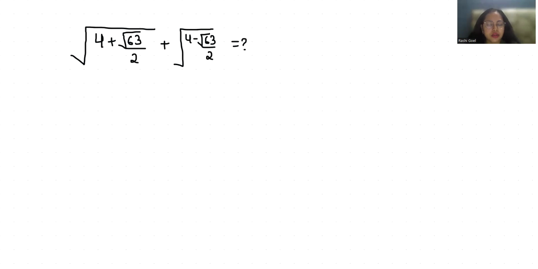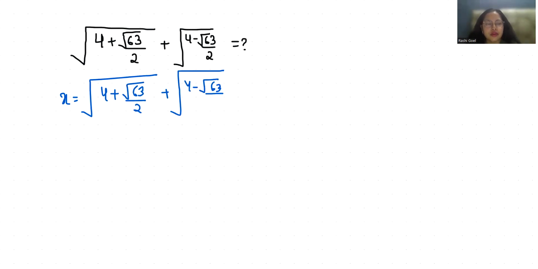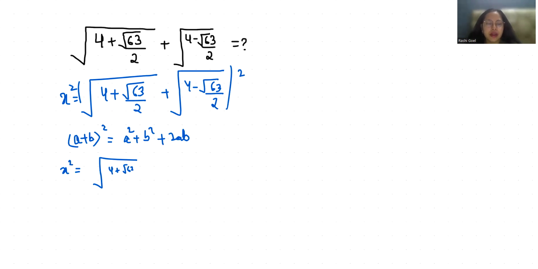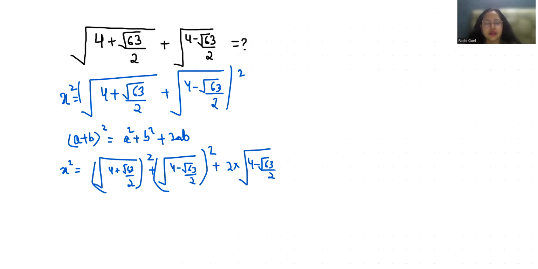So I'm going to take x equals square root of (4 plus square root 63 by 2) plus square root of (4 minus root 63 by 2). So I am going to square both sides. Now (a plus b) whole square is a square plus b square plus 2ab. So x square is equal to (square root of (4 plus root 63 by 2)) whole square plus (square root of (4 minus root 63 by 2)) whole square plus 2 times square root of (4 plus root 63 by 2) times square root of (4 minus root 63 by 2).